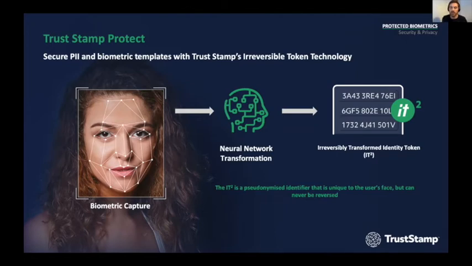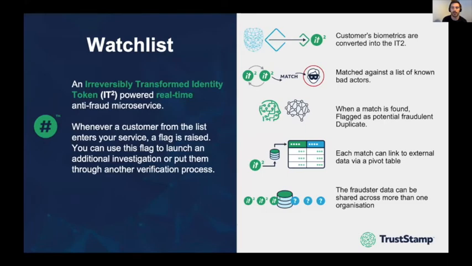Additionally, for this project, we're able to probabilistically match or compare these tokens as a means of identifying fraud. So we can match, verify, and deduplicate against these tokens. We've created a watch list of IT2s, and this essentially acts as a biometric safeguard that denies access or acts as a flag when there's been a match.